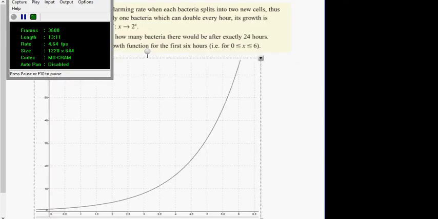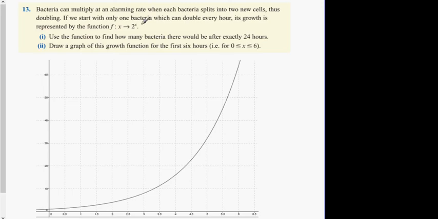Now, what we have here, guys, is bacteria can multiply at alarming rates. So what we're talking about, you have this in biology, you'll have 2 bacteria cells, okay, or 1 bacteria cell. And just see this function 2 to the power of x, okay? x is a unit of time.